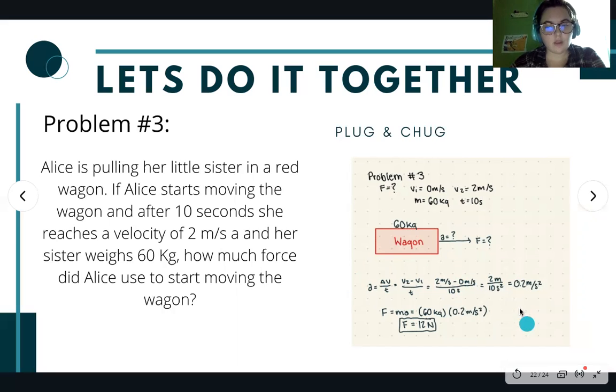Okay. So that's going to be 2 tenths of a meter per second squared, or 0.2 meters per second squared. Then we can plug into the formula, F equals ma, with 60 kilograms of mass, 0.2 meters per second squared as the acceleration. That gives us a force of 12 newtons.